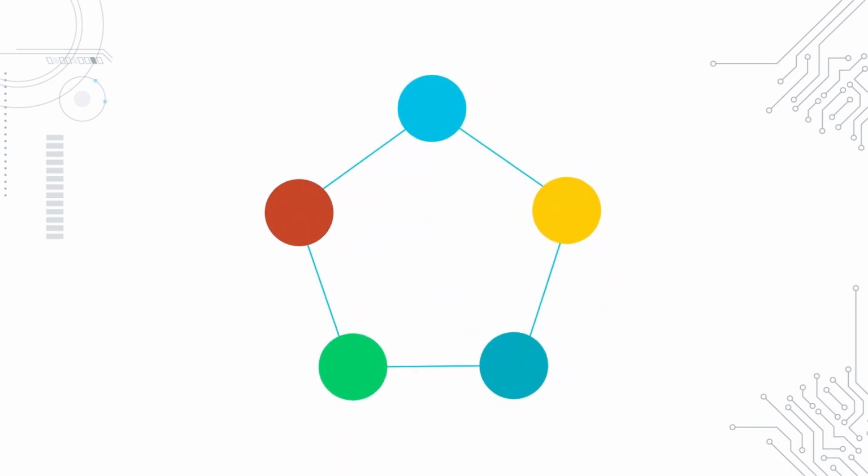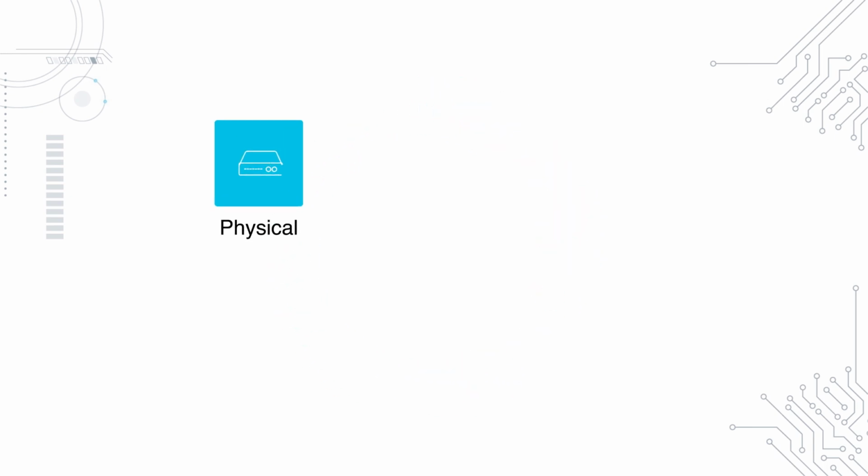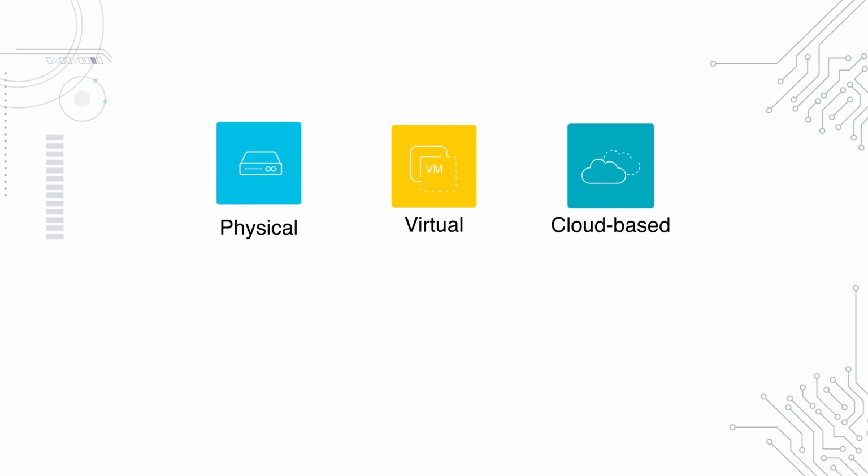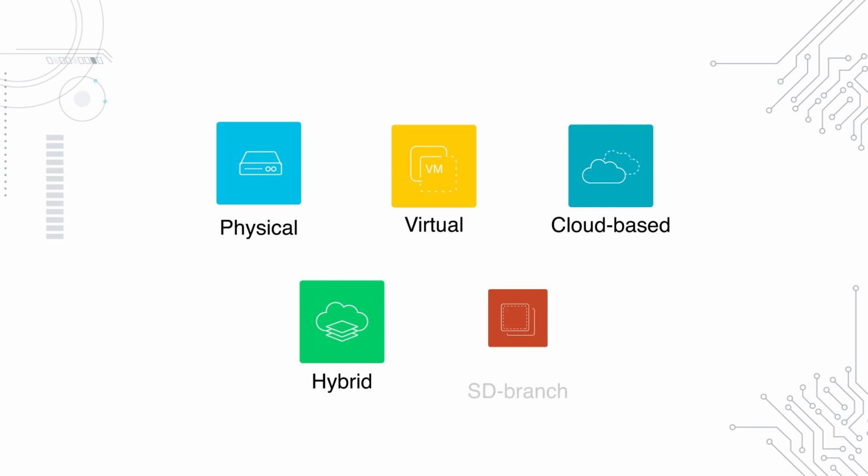There are 5 different types of SD-WAN appliances. Let's break them down. Physical, dedicated hardware devices installed at branch offices, data centers, or headquarters. Virtual, software-based appliances that can be deployed in virtualized environments. Cloud-based, virtual appliances hosted by a cloud service provider. Hybrid, combined elements of both physical and virtual appliances. And SD-branch, hardware or software-based appliances that extend SD-WAN capabilities to the branch level.